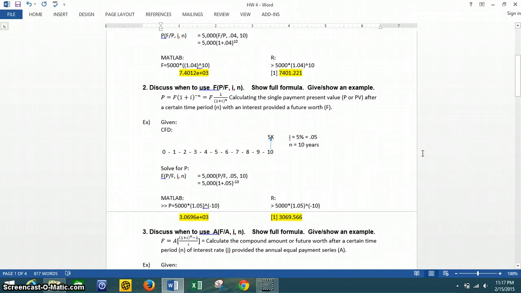And now let's look at number 2, the present given future. Much like the same problem, we're calculating the single payment present value, P or PV, after a certain time period with a certain interest rate, and you're provided with the future worth.